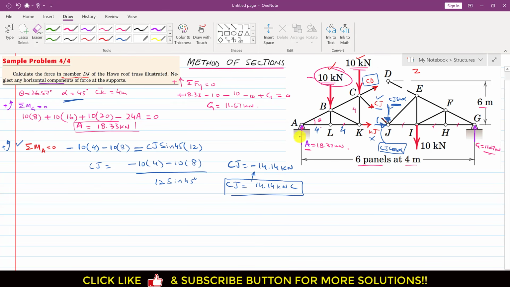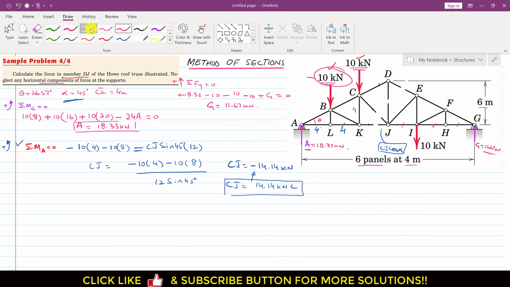Now to find the force in the dj member, we need to consider another cutting section. So now I will pass section number 2, and that section number 2 is cutting this dj member. Once we cut this dj member, we will be able to find the force in this dj member. So we will pass this cutting section through this dj member like this. And now we know this Cj member force, and this is a compressive force.